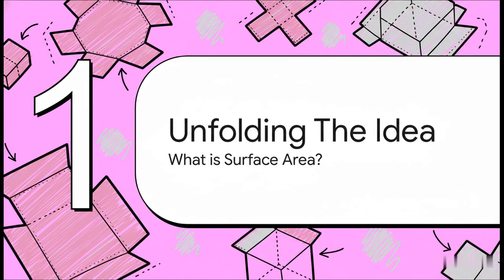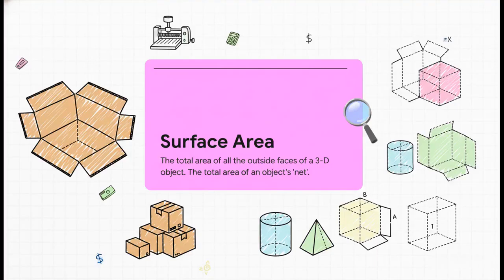Okay, so first things first, before we can start calculating anything, we gotta get a handle on the basic concept that's at the heart of all packaging design. So, what exactly is surface area? All right, put simply, it's just the total amount of space covering the outside of a 3D object. Think of it this way. If you could unfold it and lay all its sides out flat, the total area of that flat pattern, that's your surface area. Mathematicians have a cool name for that flat pattern. They call it a net.